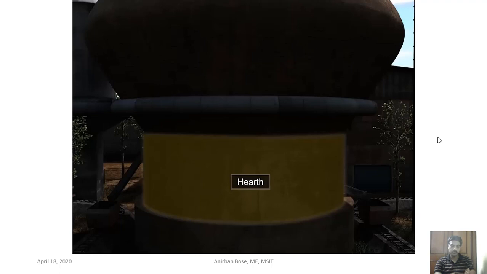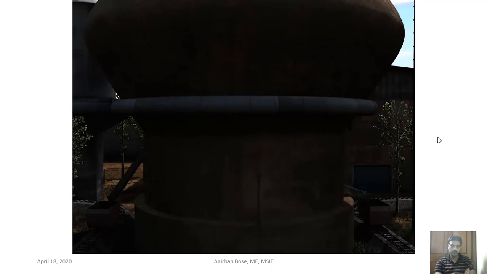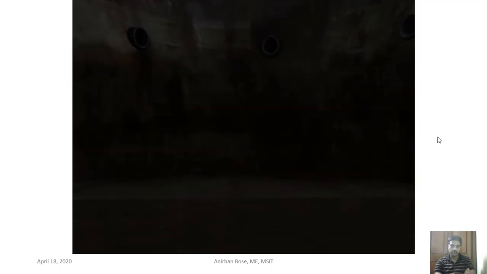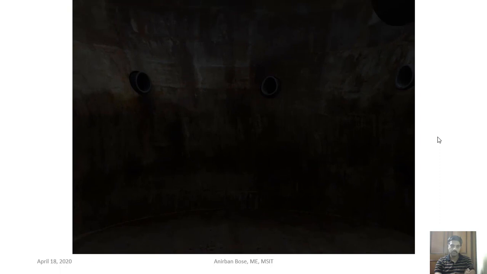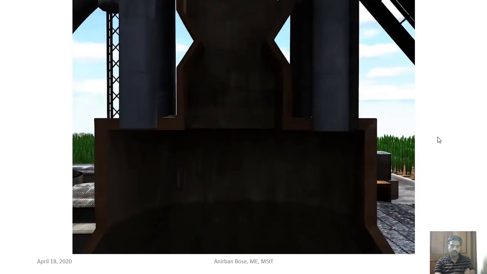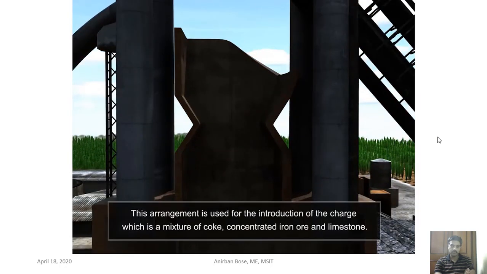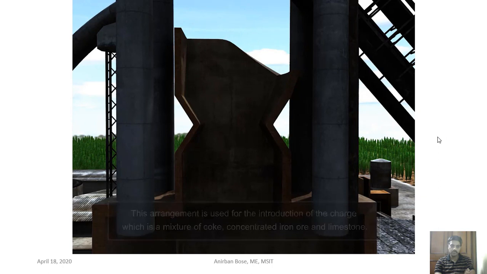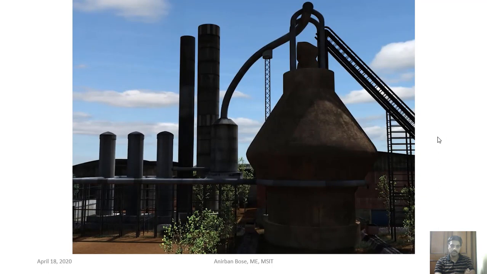The bottom portion is called the hearth. It is lined with fire-resistant bricks. At the top of the furnace is a double cup and cone arrangement. This arrangement is used for the introduction of the charge, which is a mixture of coke, concentrated iron ore, and limestone. The furnace has 3 outlets, an exhaust gas outlet at the top for the hot waste gases and 2 outlets at the base for discharging molten metal and slag.